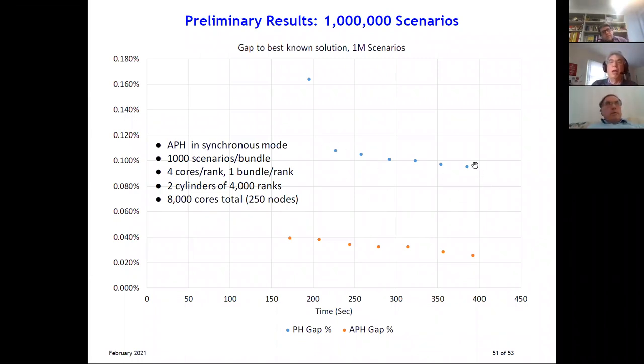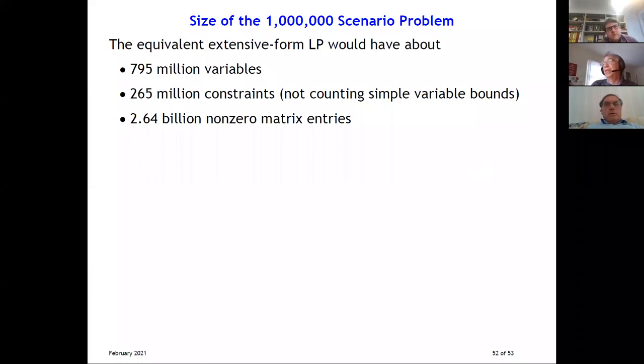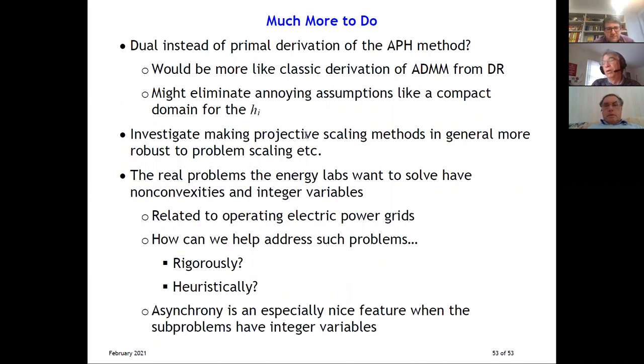Okay. Now, what I'd really hoped to show here was a run where it's actually running asynchronously, but I wasn't able to get that from Dave and JP in time. But just to give an idea, this million scenario problem, the extensive form has 795 million variables, 265 million constraints, and 2.6 billion non-zeros. So this is not a small problem. There's much more to do here to actually make this useful for a practical problem, which we're working on. So I think that's my time, right?